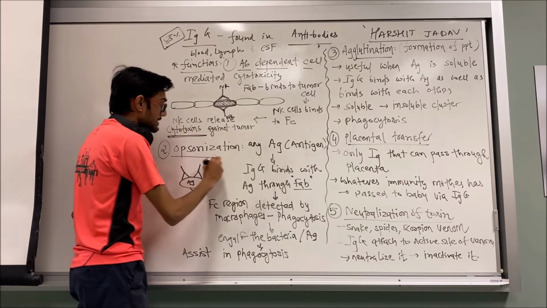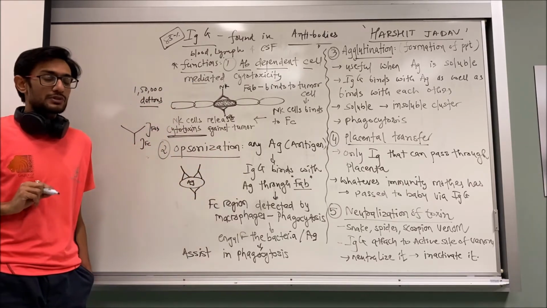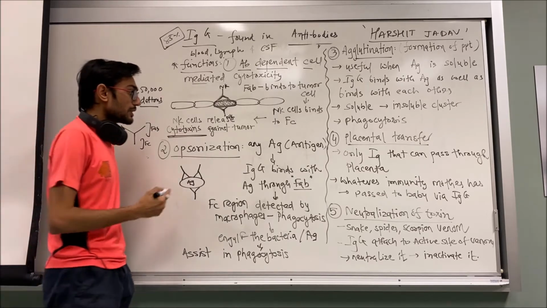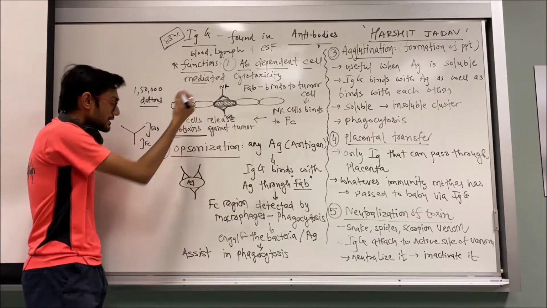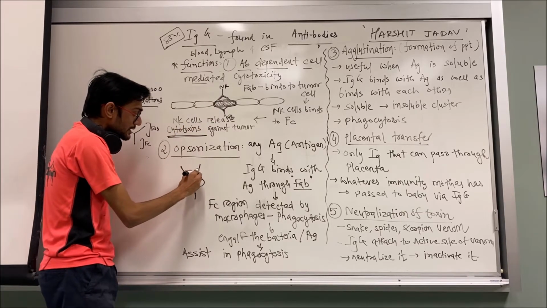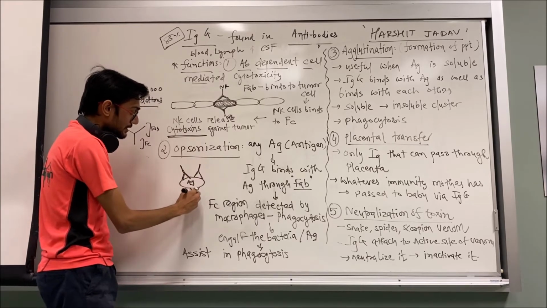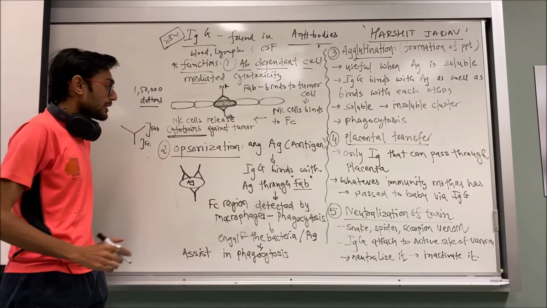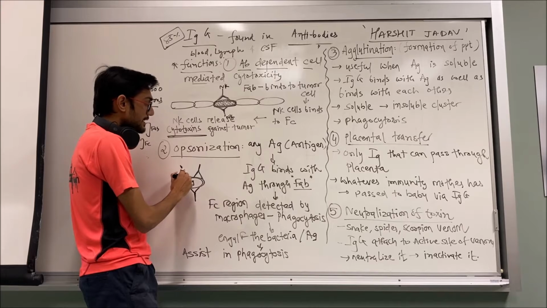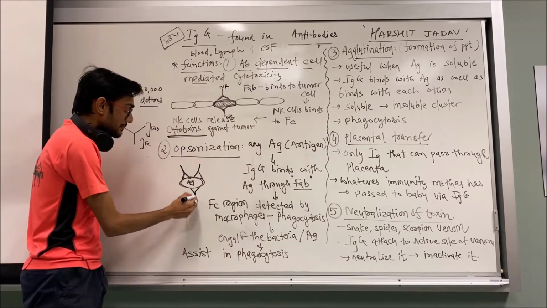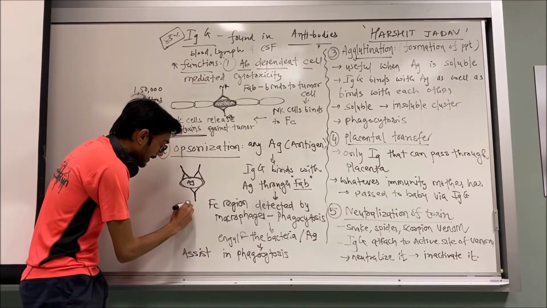Second is opsonization. Hypothesize that an antigen comes inside our body. So what happens if any antigen, this is the antigen, comes inside our body? Like this, IgG binds with its Fab region and the Fc region remains alone. So against any antigen, IgG binds with its Fab region. Now what happens? The Fc region will be detected by macrophages.